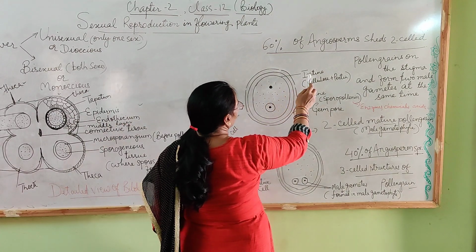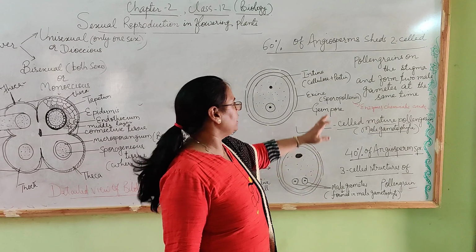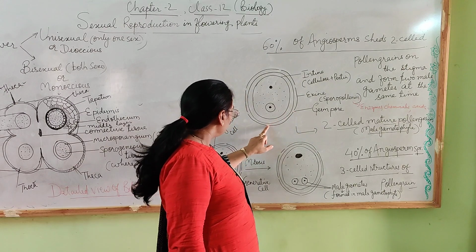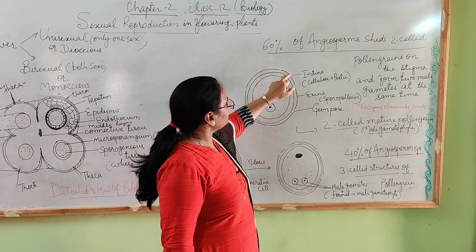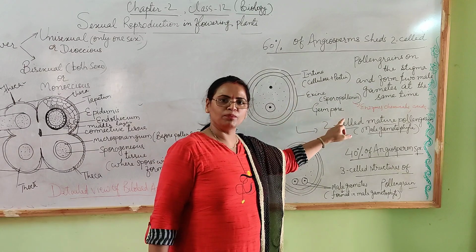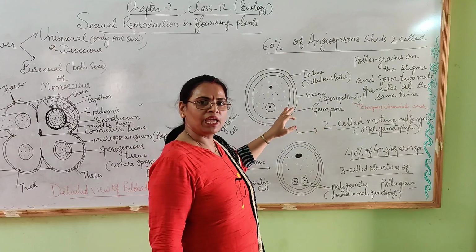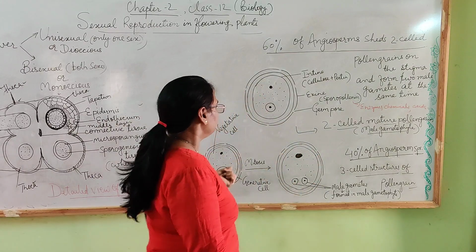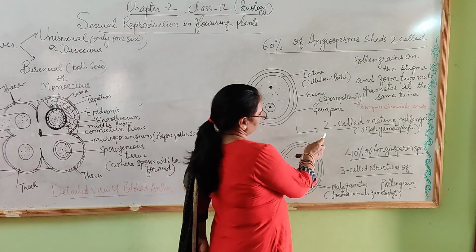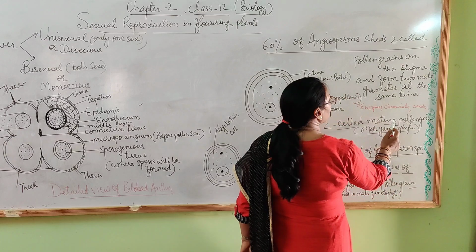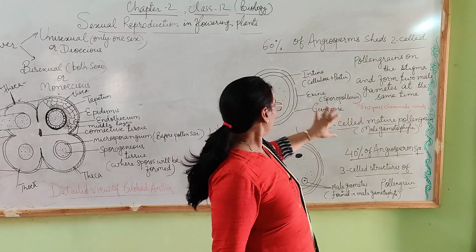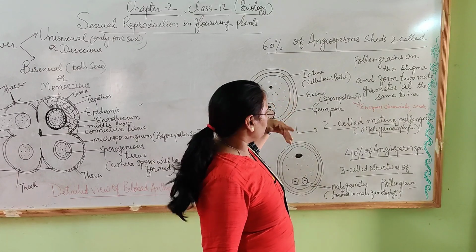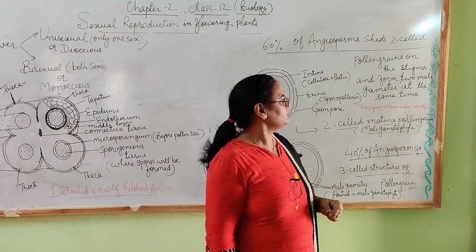Next, the innermost layer is called intine, and it is made of cellulose and pectin. And these pore-like structures in the exine are called germ pores, through which male gametes will be released for fertilization, right? So remember this is a two-cell mature pollen grain, and this is also called the male gametophyte, where male gametes or male cells are formed. Okay?